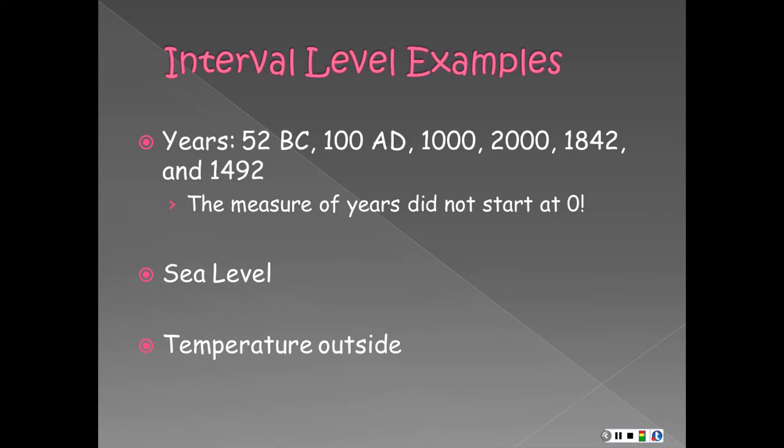The only trick to remembering interval is that years are always interval, even though we don't have negative years. You can think about it like BC being negatives and AD being positives. The other reason is the measure of years did not start at 0. So you just kind of have to remember that years are interval. Sea level, you can go below sea level, so that would be your negatives. And the temperature outside can go into the negatives, so all those are intervals, interval level.